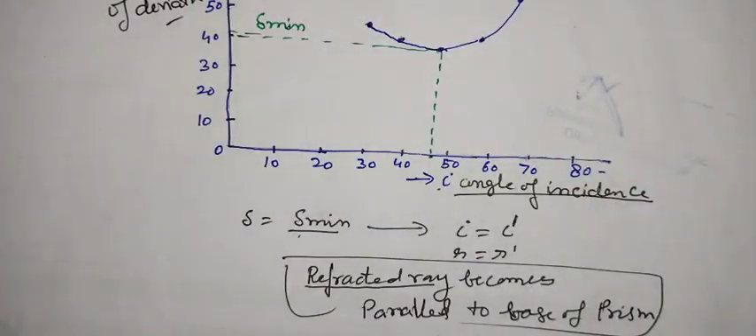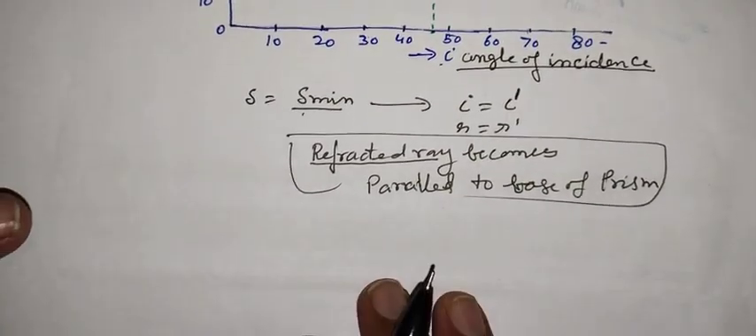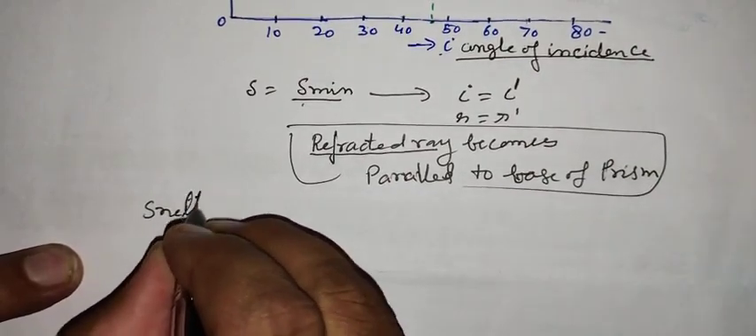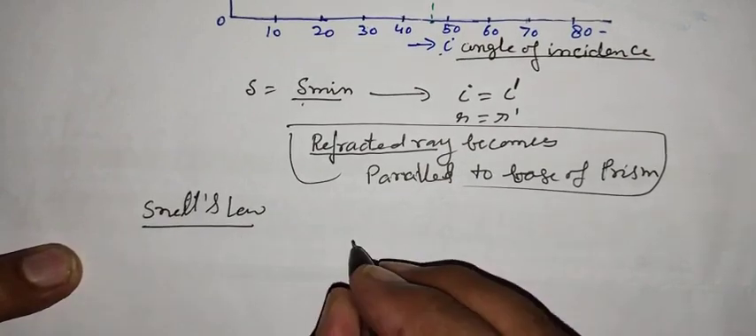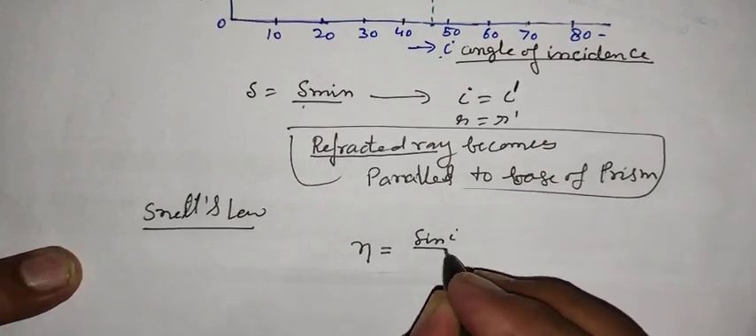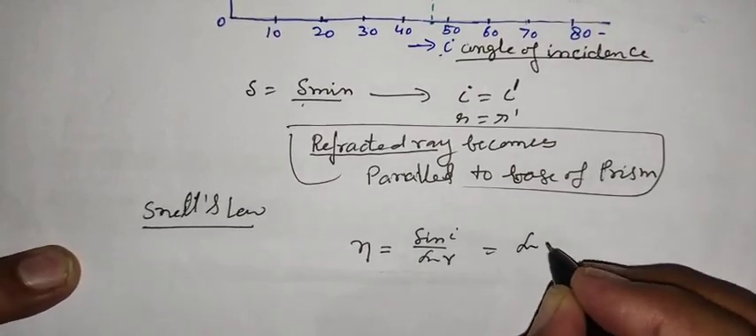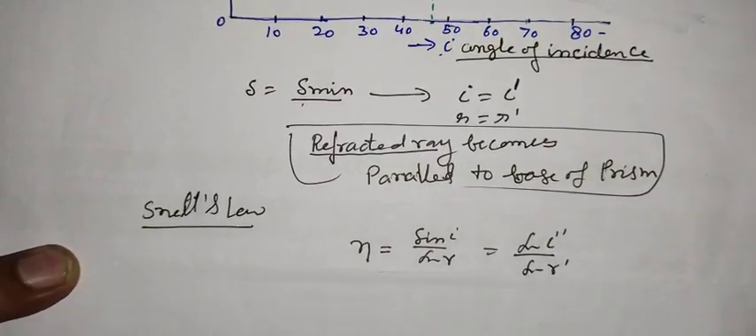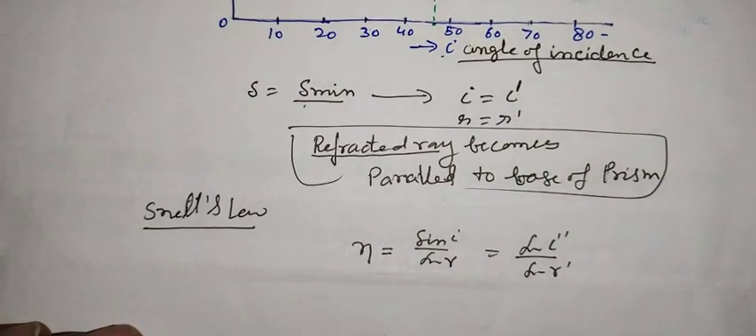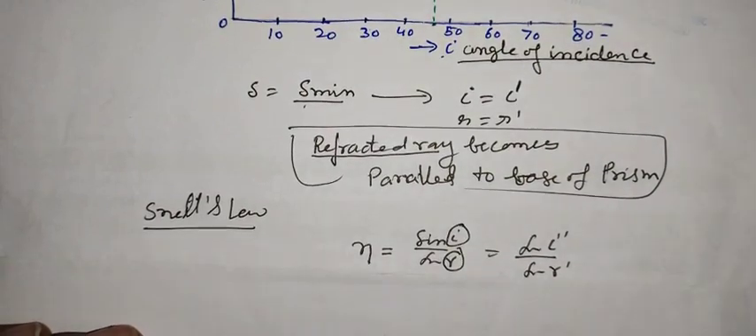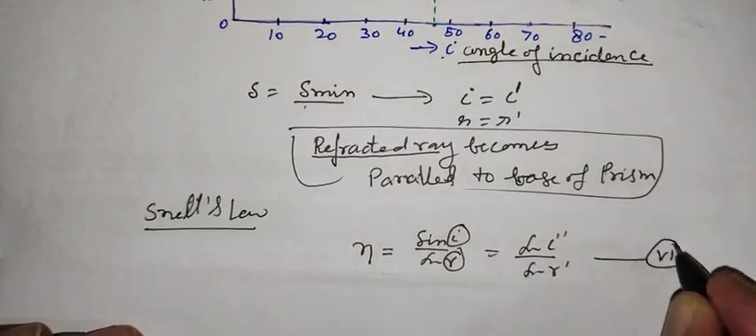Now see, what more can we do with it? If we apply Snell's law, Snell's law says the refractive index n is equal to sin i by sin r. It can also be written as sin i dash by sin r dash. We are going to obtain the value of i and the value of r, and will put them in this Snell's law formula, that is represented by equation number 6 here.